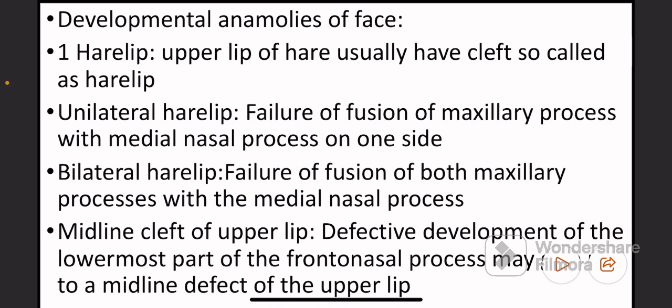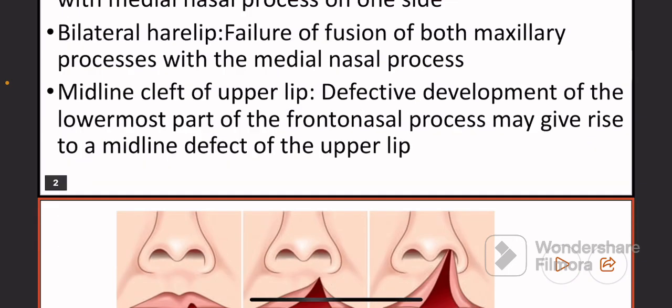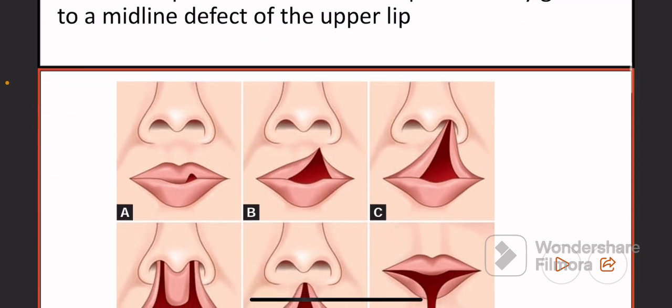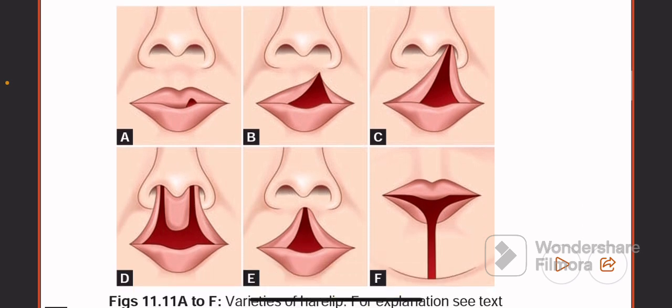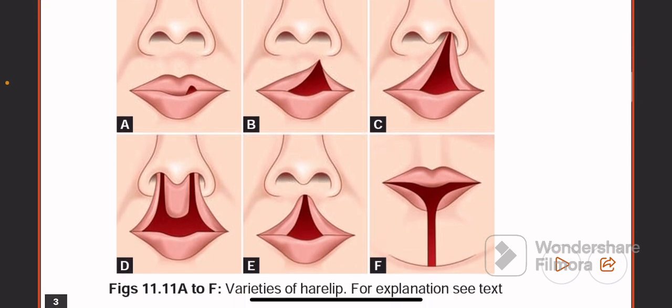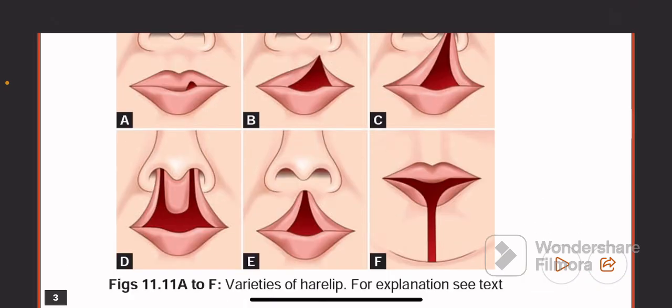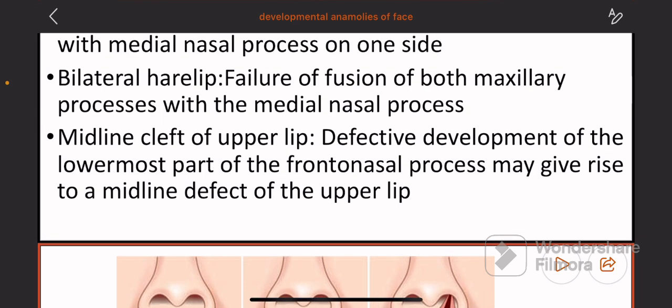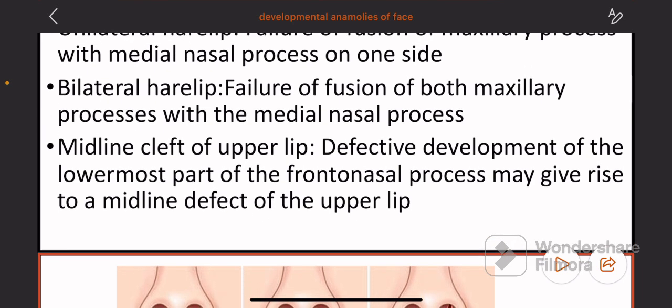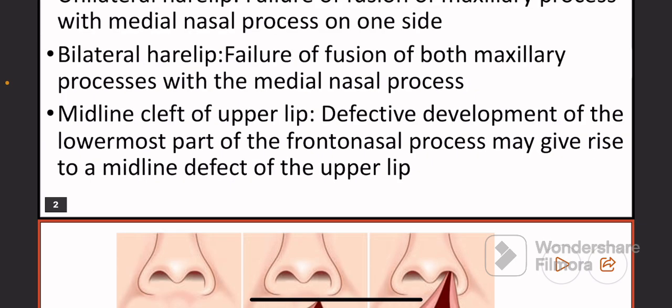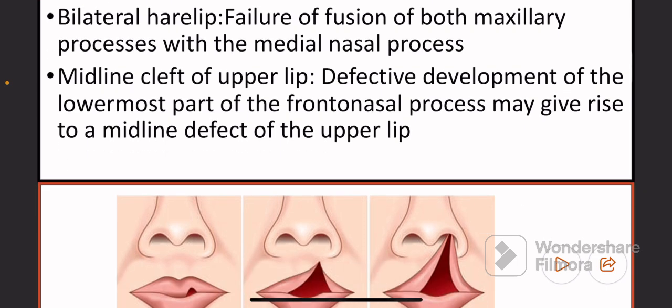You can see in the diagram, number C is unilateral hare lip, and in D there is a bilateral hare lip. Then midline cleft of upper lip. It is a defective development of the lowermost part of the frontonasal process, which may give rise to a midline defect of the upper lip. That is, in structure E there is a midline hare lip.